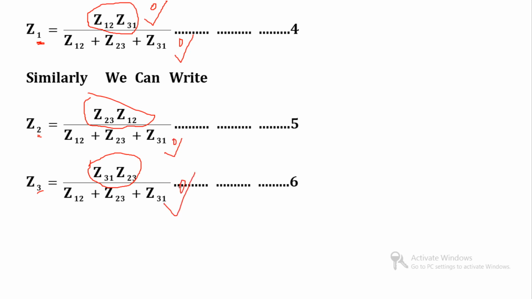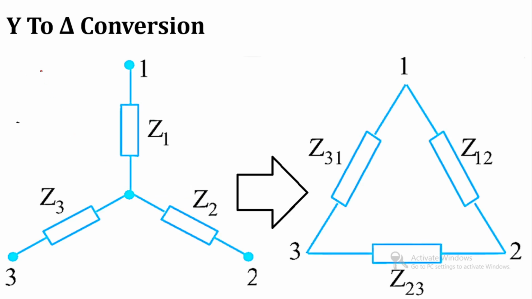So this is the short trick that will be useful for you to convert the delta connected load into star connected load. So this is the conversion from delta to star. Now let's move forward to star to delta conversion. So if you have three impedances of the star, that is Z1, Z2, Z3, then you have to convert them into Z12, Z23 and Z31.